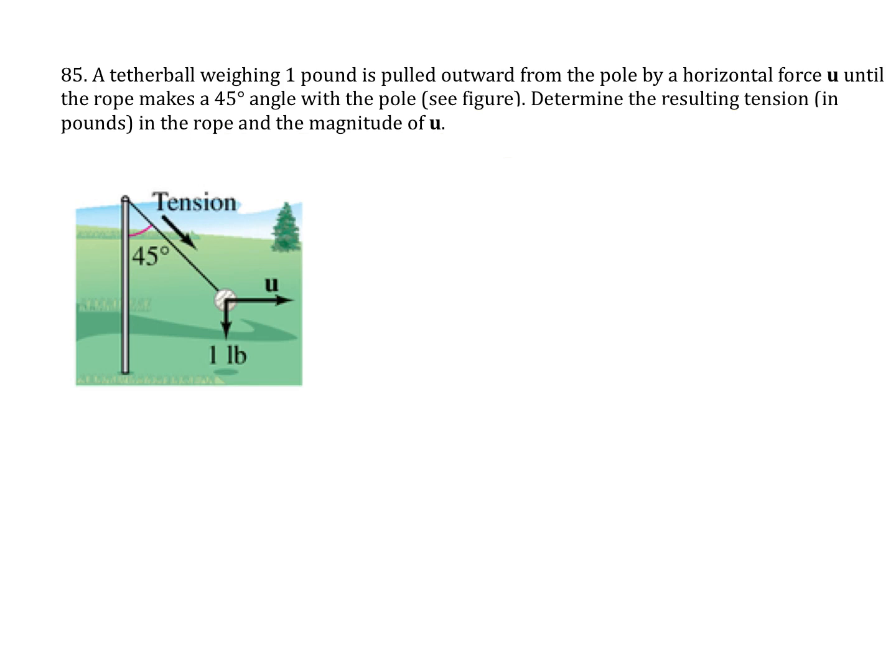Here's homework help for number 85 in 6.3b. A tether ball weighing 1 pound is pulled outward from the pole by a horizontal force U until the rope makes a 45-degree angle with the pole. Determine the resulting tension in pounds in the rope and the magnitude of U.